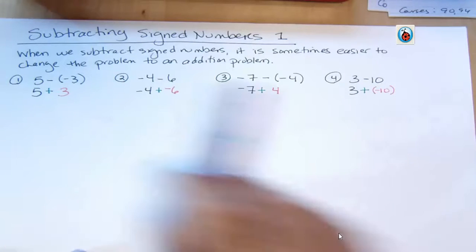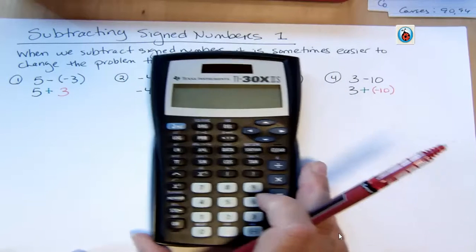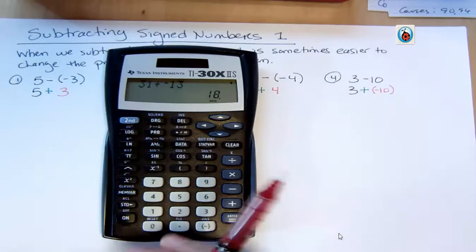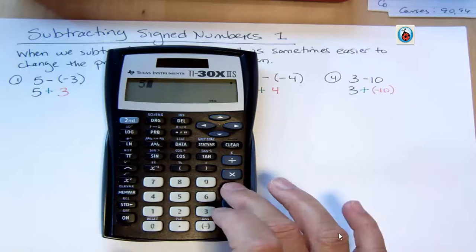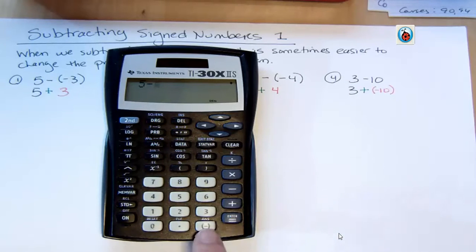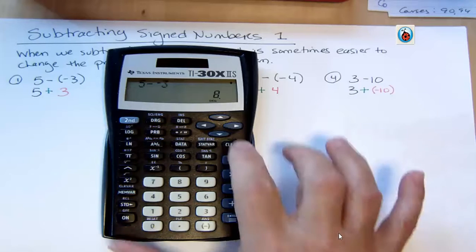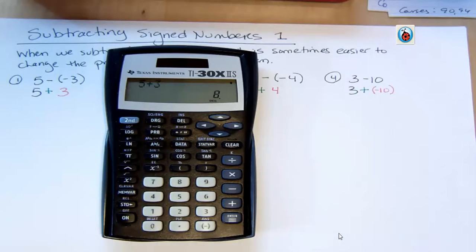So we can use our calculator to show that these are the same. So let's look at the first one. The first one, we had 5 minus, and that subtraction is here on the side, and then we're subtracting negative. That negative symbol is down here at the bottom, -3, and then hit enter. Well, 5 minus -3 is 8. And the one that we did was 5 plus 3, that's also 8. So those are the same.